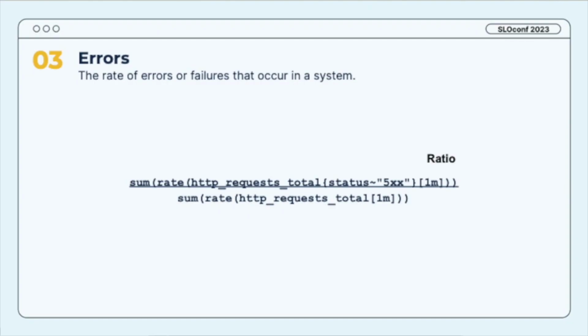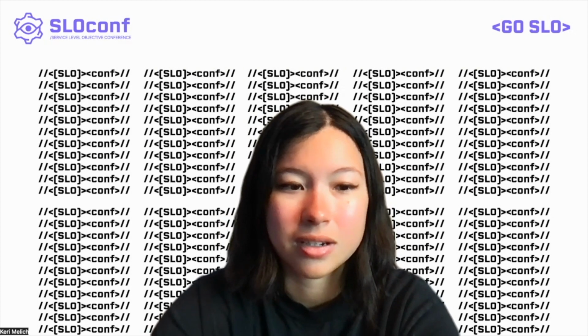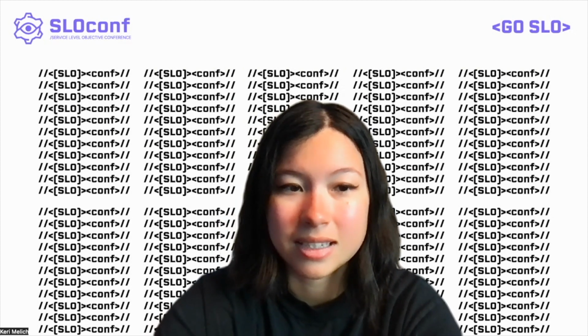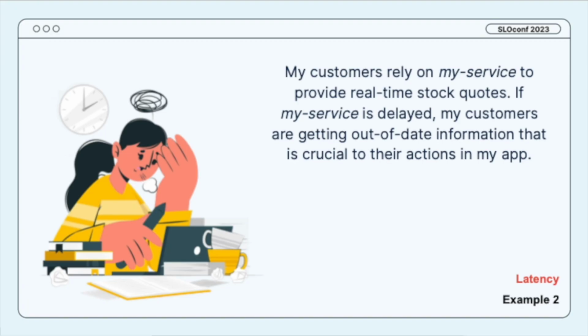So that was an example of an SLI that uses error rate to measure our SLO. Let's take a look at another example here that's going to use latency instead. So in this example, it says, my customers rely on my service to provide real-time stock quotes. If my service is delayed, my customers are getting out-of-date information that is crucial to the actions that they take in my app. And so this here gives you a very clear example of a customer journey, right?